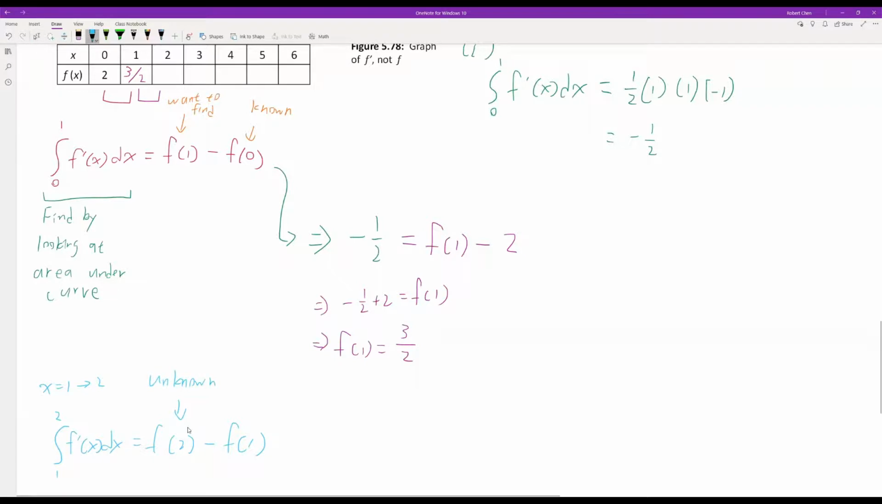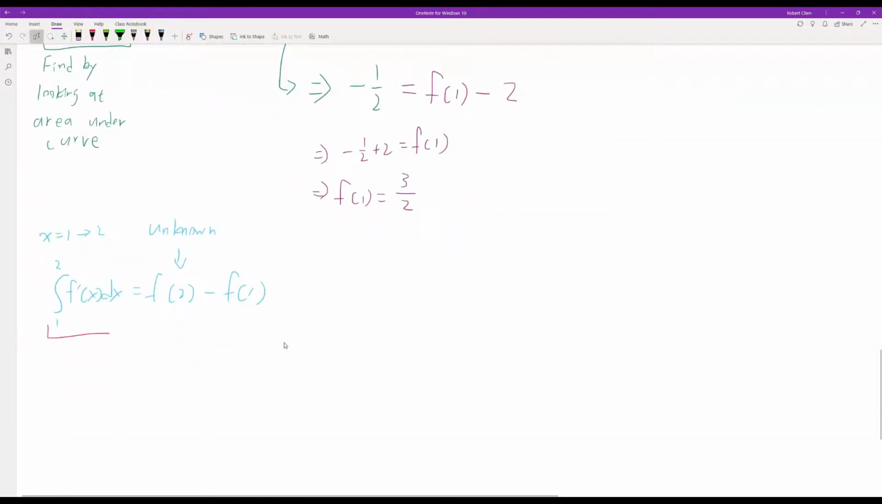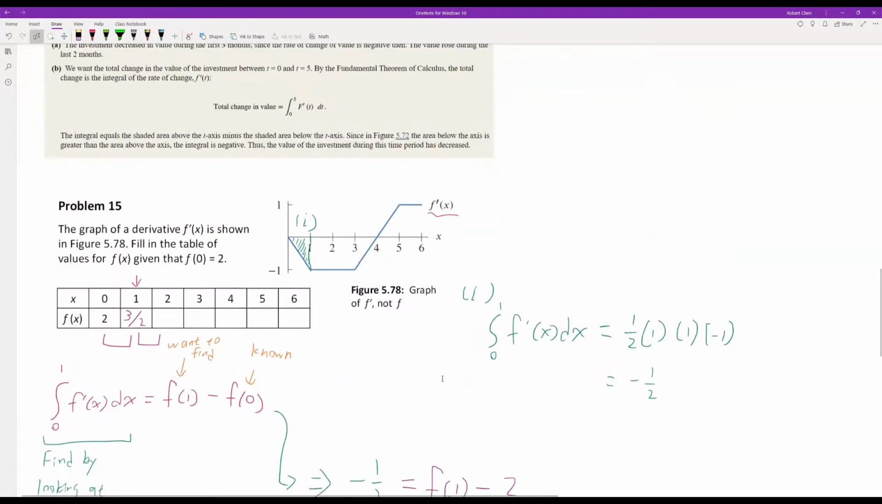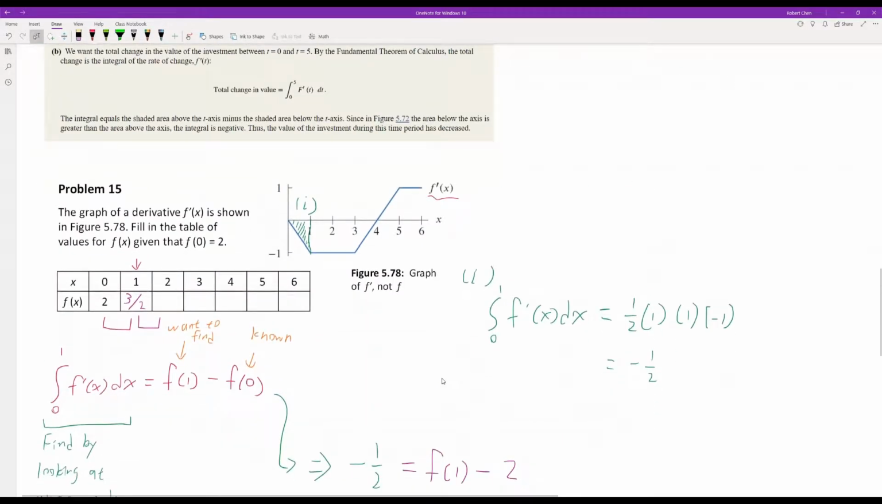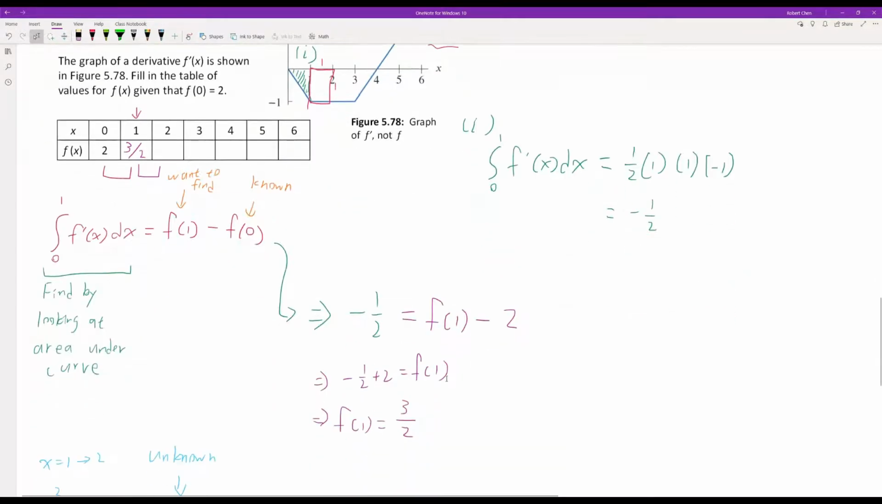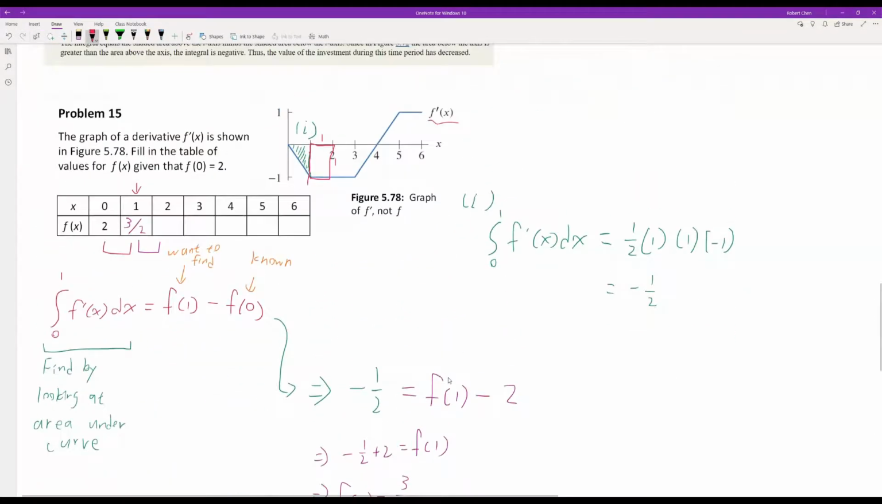And on the left-hand side, again, we have this definite integral, and we can find that using the area under the curve under f prime for x between 1 and 2. Okay, and let's go up and look at the graph. So the area between 1 and 2, that's this rectangle right here. It's actually a square because you have 1 and 1 as the sides. So let's call that part 2.